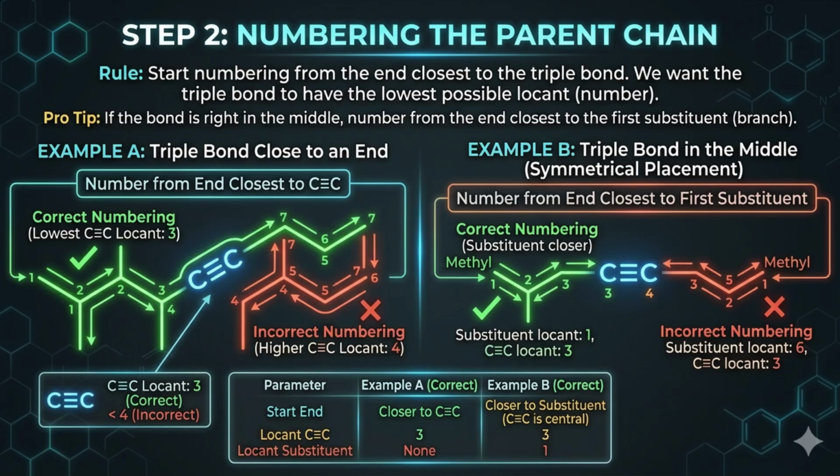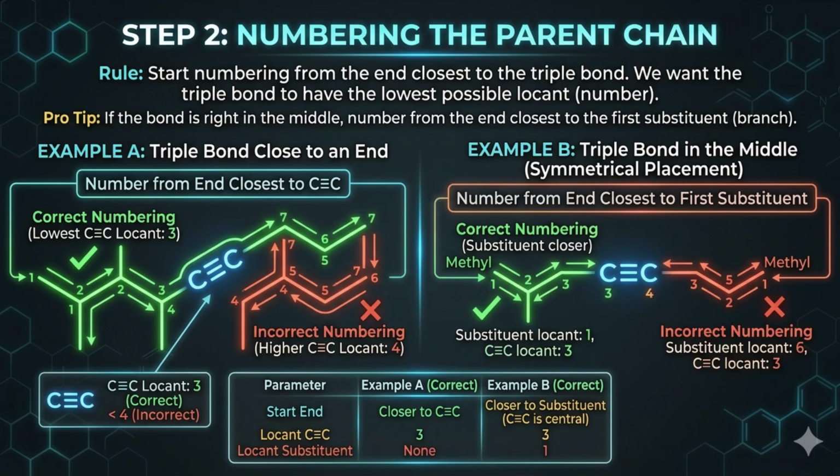For example, if your triple bond is between the second and third carbons from the left, but would be between the fourth and fifth from the right, you start from the left. In this case, the triple bond gets the number 2. We call this the locant. We always use the lower of the two numbers that the bond sits between.